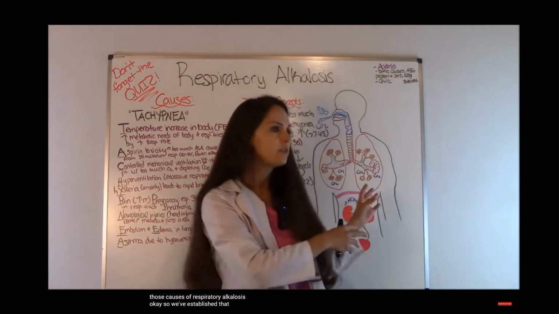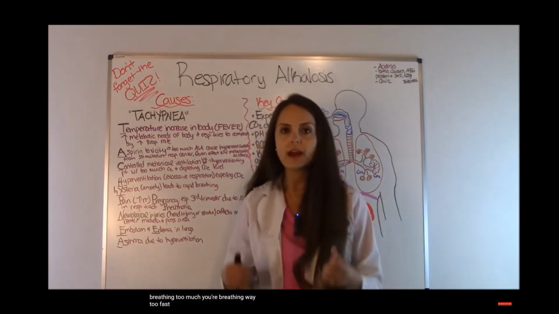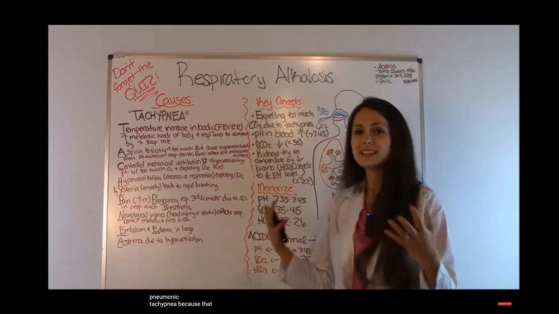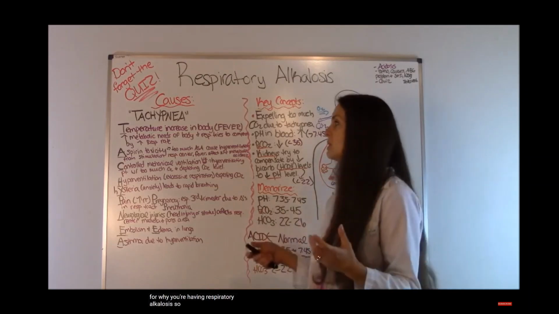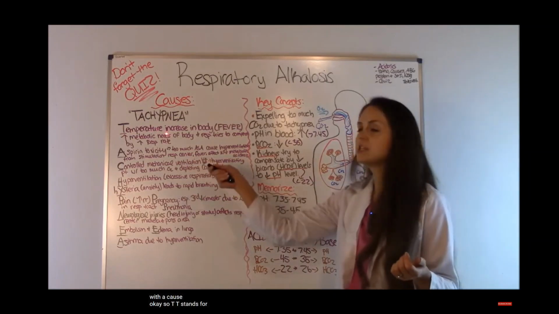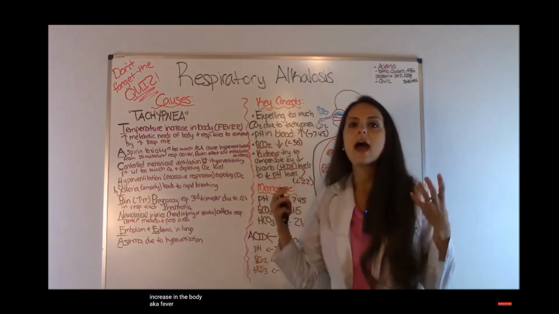Okay, so we've established that you're breathing too much, you're breathing way too fast, you're hyperventilating, you're having tachypnea. So let's remember the mnemonic tachypnea, because that is a big cause for why you're having respiratory alkalosis. So each letter will correlate with a cause. Okay, so T stands for temperature increase in the body, aka fever.